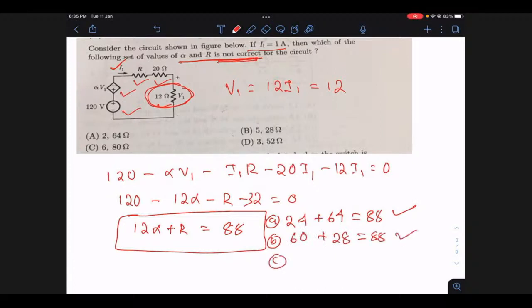What about C? 12 alpha, 12 into 6 is 72 plus 80. So this is coming 152. So this is not satisfying. And if I check option D, 12 into alpha is 36 plus 52. So this is again coming 88. This is all satisfying. So only option C, that means 6 and 80, is not satisfying. So naturally, the answer in this case is option C only.